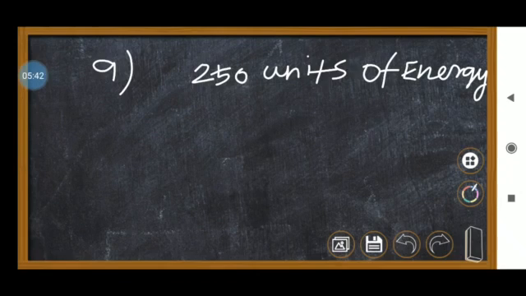And the thing is, 1 unit, how much energy is this in joules? 250 units of energy in a month. So first of all, you have to know that 1 unit of energy is equal to how many joules.